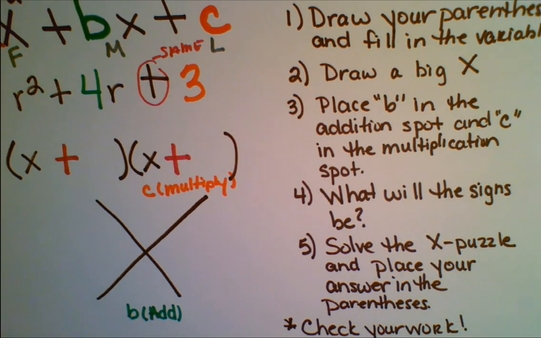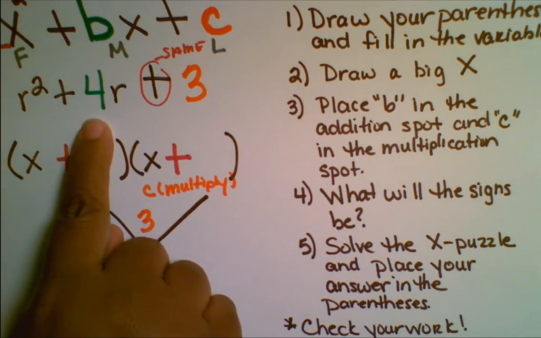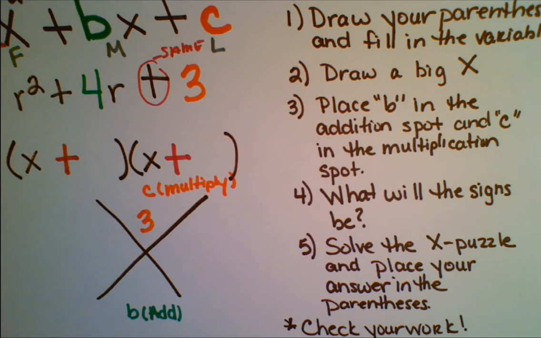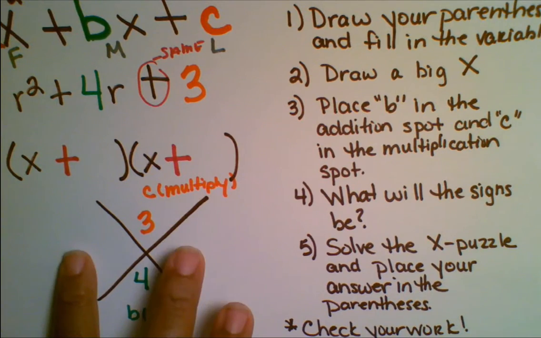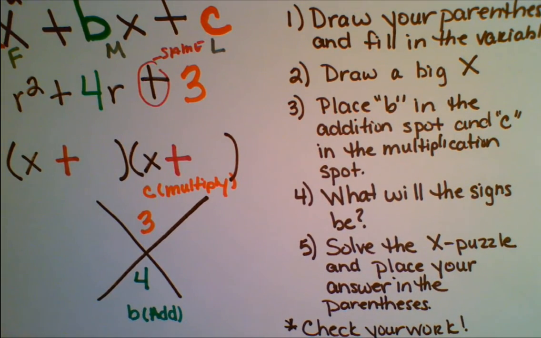Okay, so how are we going to do this? Look at the number in your last term. We're looking for factors of 3, meaning numbers we multiply, that will add to give us the middle term of b, which is 4. Then we're going to fill in the left and right hand side with those numbers. What are factors of c that, when we add them together, would give us what we need for the middle term?